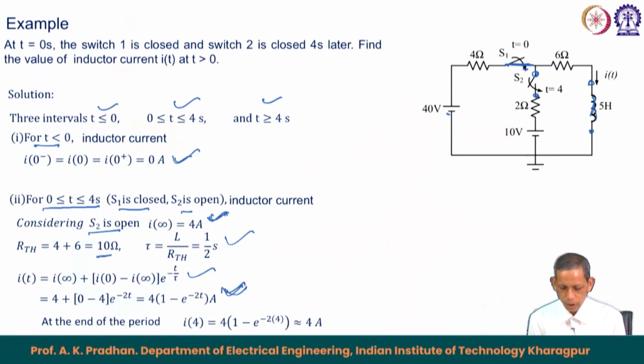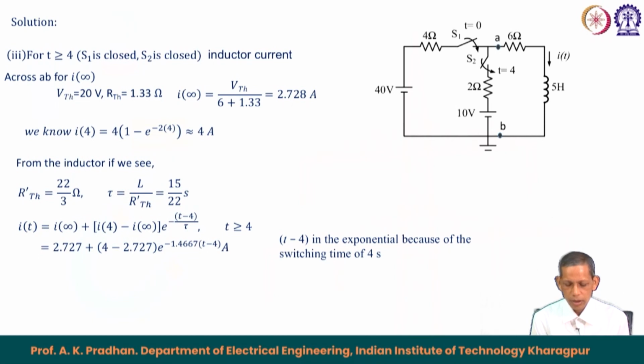So, at the end of the period, that is at 4 seconds, the current I becomes, if you substitute t equals 4, approximately 4 ampere. So, this will be used in the next stage. In the next stage, for t greater than 4 seconds, S1 is closed and S2 is closed, both are closed. So, the circuit behaves like this, with S1 and S2 both closed now.